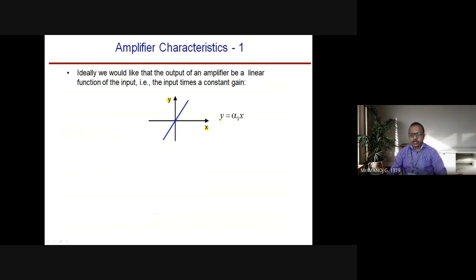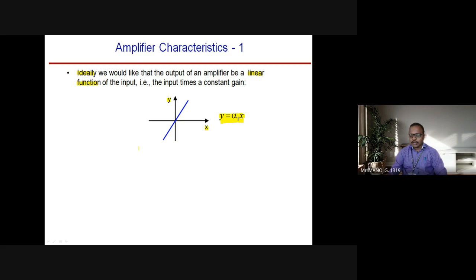But it is not an exact replica. There will be a gain factor alpha 1, so y is equal to alpha 1 into x. This is the basic expression for the characteristics of an ideal amplifier, where it will be a linear function. Linear function means it is proportionately increasing with respect to y equals alpha 1 into x. This is the basic ideal amplifier characteristic.